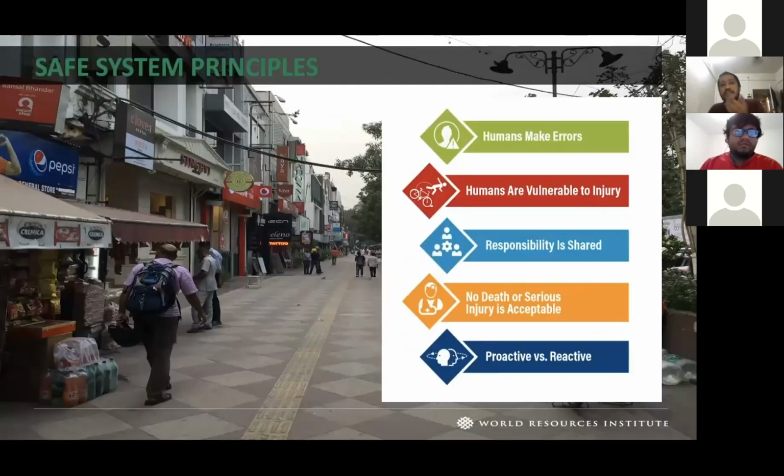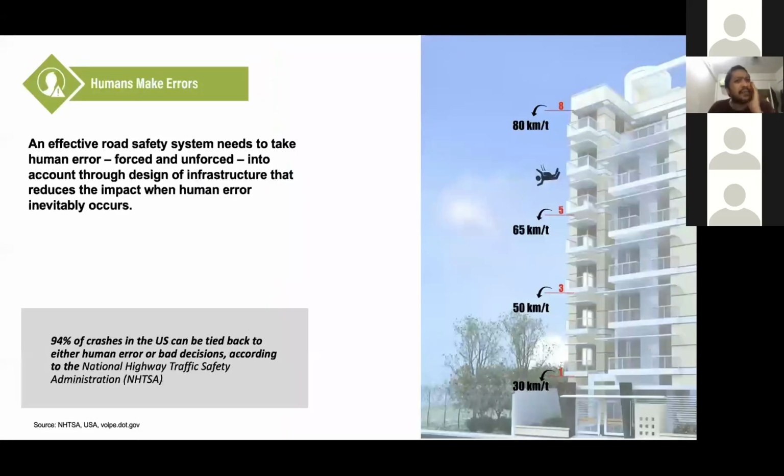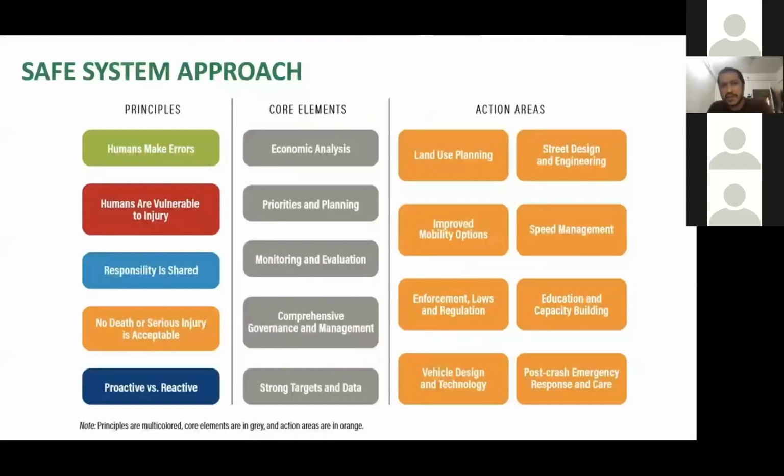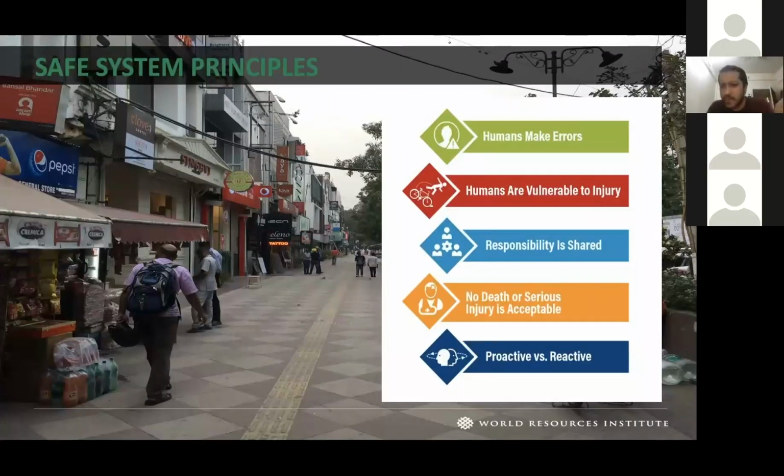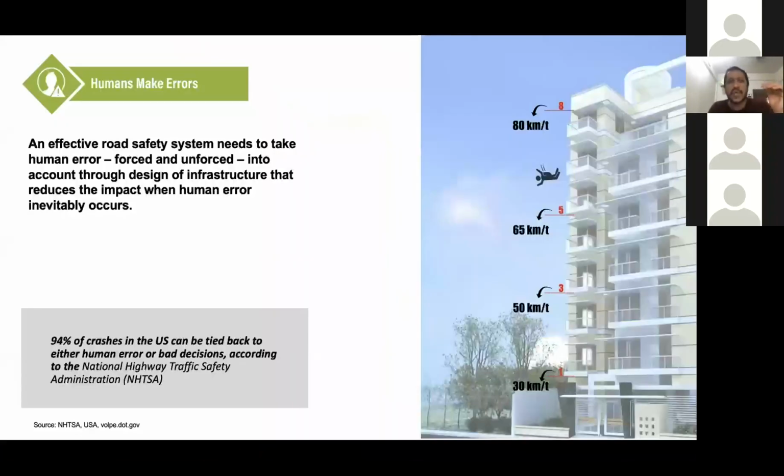I mean, these principles, I think I'm done. Yeah, I'm just, these are the principles that we saw in this slide: humans make errors, humans are vulnerable to impact, etc.